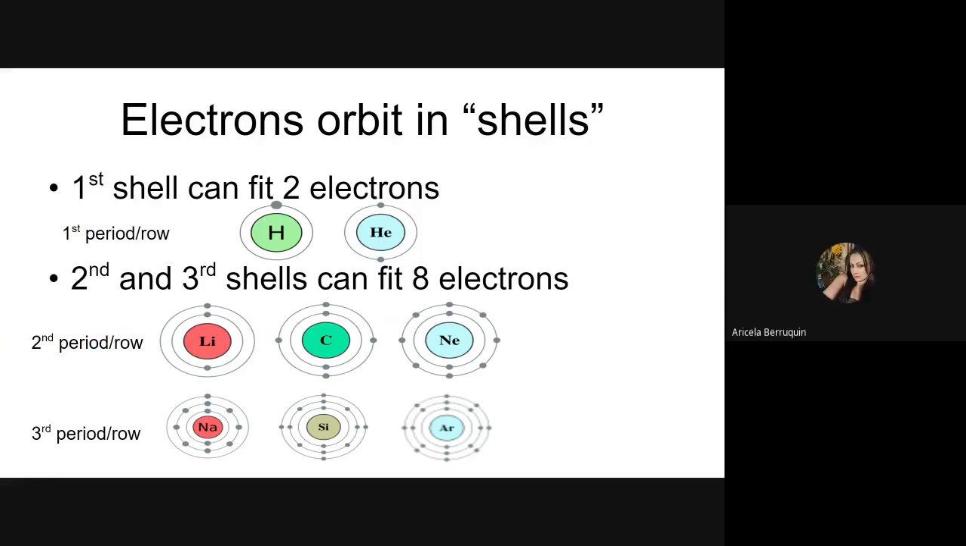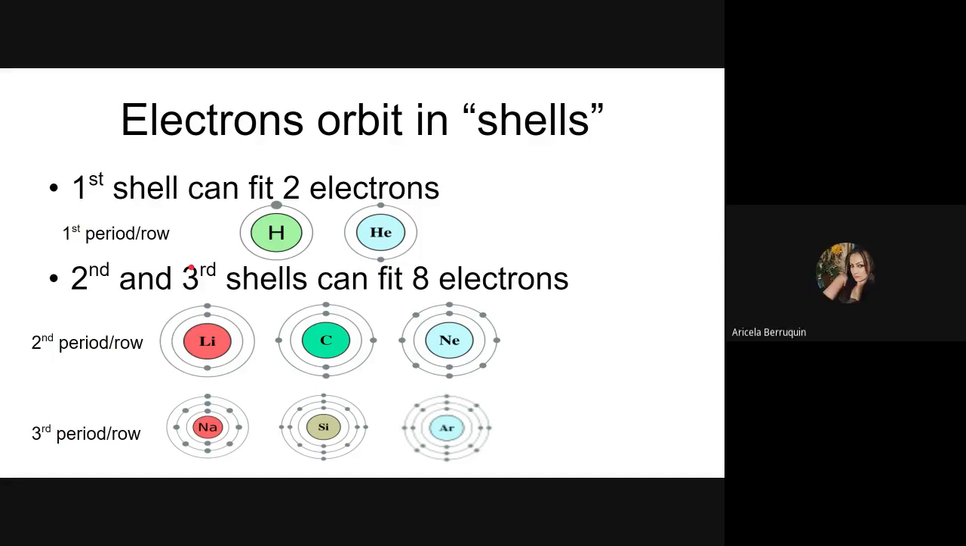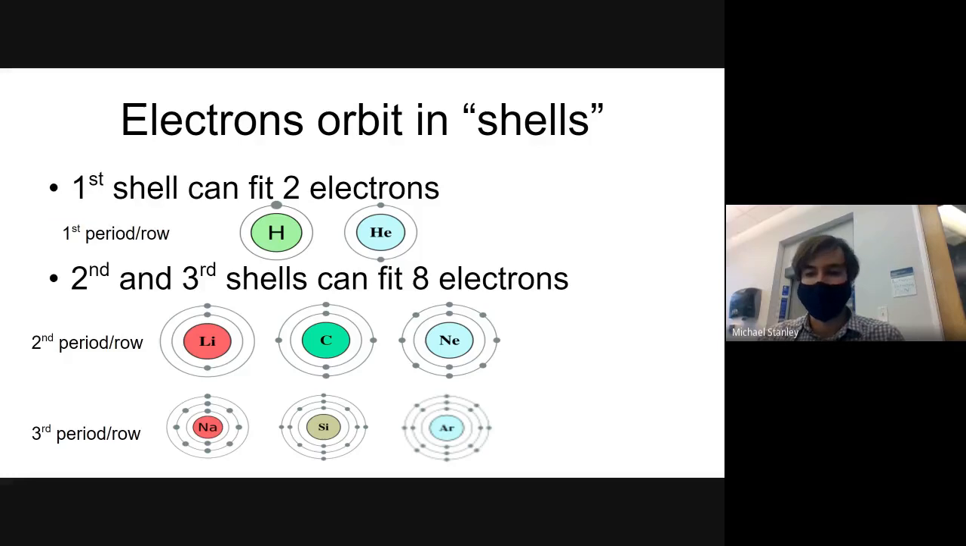So no more than 8 electrons after the first shell, right? Yeah. So the second shell and the third shell get a maximum of 8 on them. No more than 8, okay. Exactly. Good question.